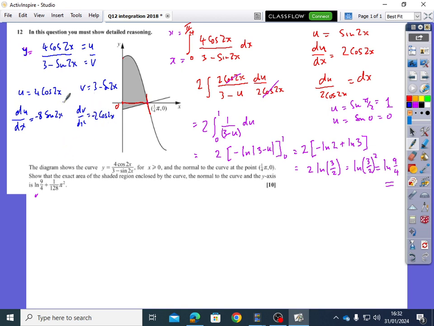Okay, and if we use the quotient rule, what we get is that times that, so that will be minus 8 sine 2x multiplied by 3 minus sine 2x, then minus this, so that will be minus minus, equals plus 8 cos squared 2x, all over v squared, which is 3 minus sine 2x all squared. Now that's dy/dx.